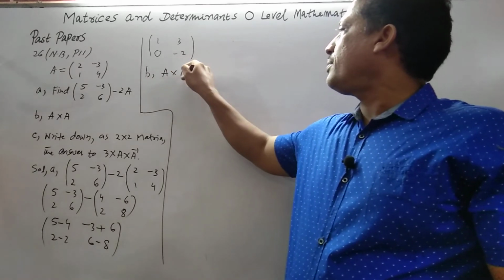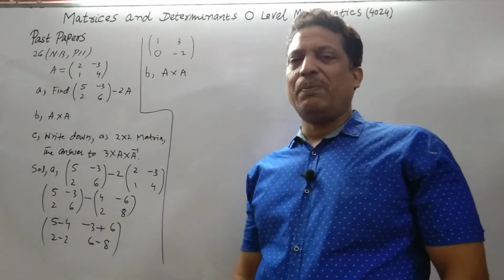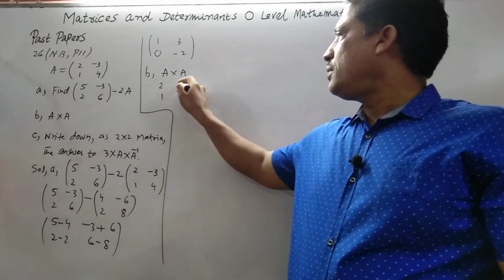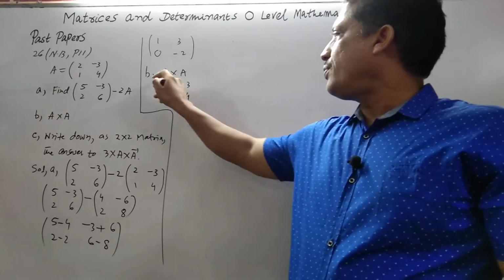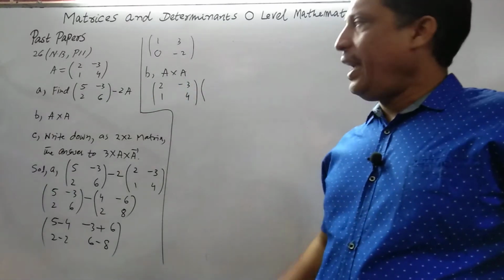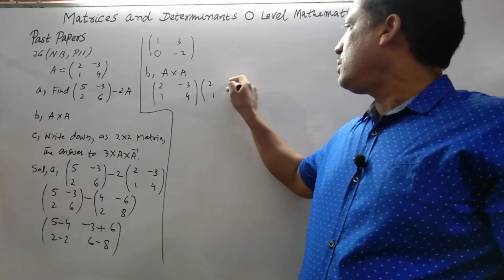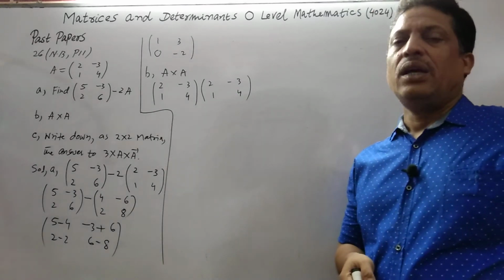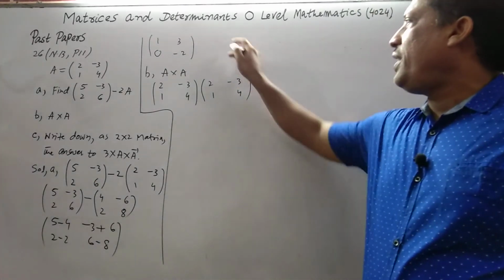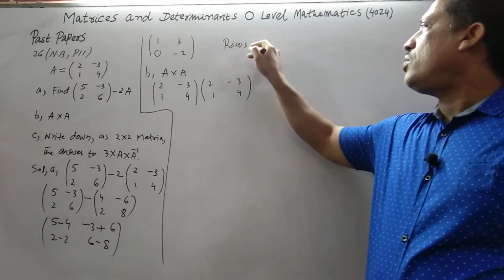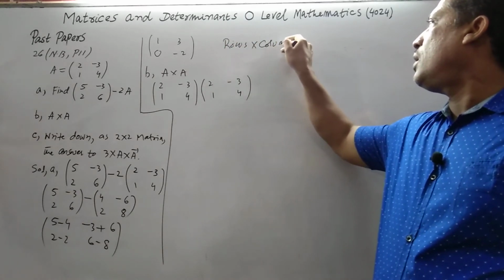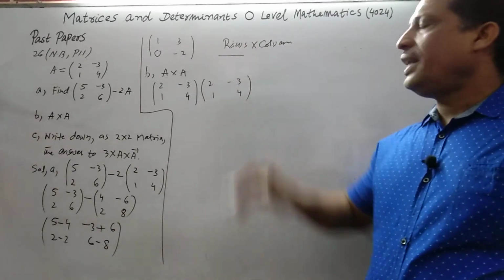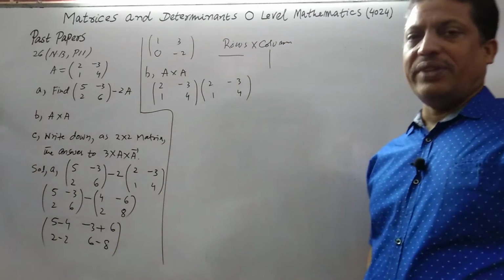A by A means multiply matrix A by matrix A. So what is A? A is [2, 1; -3, 4], and we multiply it by A, which is again [2, 1; -3, 4]. Students, whenever you multiply two matrices, you always multiply rows by columns. Rows means the horizontal lines and columns means the vertical lines.